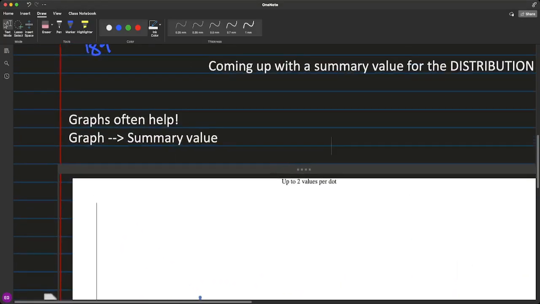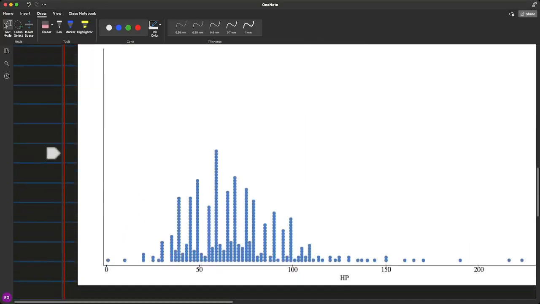Okay, so on the x-axis here is my HP variable. You can see it starts at 0 HP, 50 HP, 100 HP, 150 HP, 200 HP, and so on. Then you can see these dots. This dot right here is above 0, which means that dot is one Pokemon that has 0 HP.